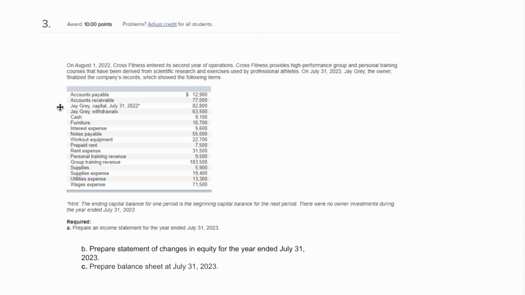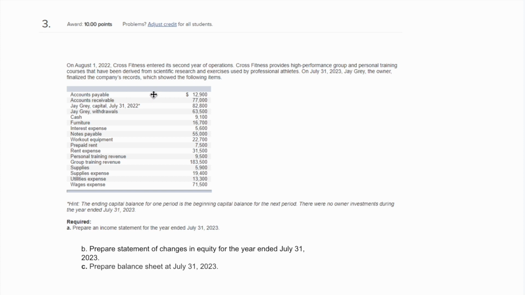On August 1st, 2022, Cross Fitness entered the second year of operations. Cross Fitness provides high-performance group and personal training courses, and all those have been derived from scientific research and all that stuff. On July 31, 2023, J. Gray, the owner, finalized the company's records, which showed the following items. So what we have here is a list of accounts, and a list of accounts only. This would be considered what we know as a trial balance.